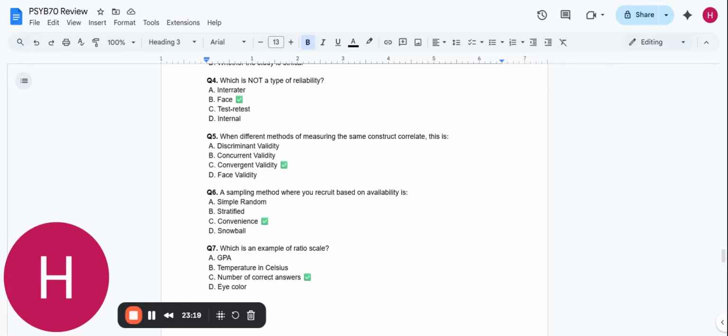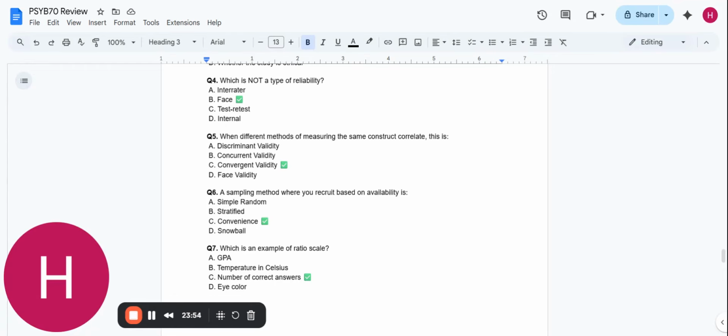Number 4 asks which is not a type of reliability. It's very important for you to know the difference between reliability and validity. Please focus on that. This is actually a very easy question. Inter-rater reliability focuses on whether different raters agree. Test-retest reliability focuses on whether our test is consistent over time. And internal reliability focuses on whether items in one test are consistent.